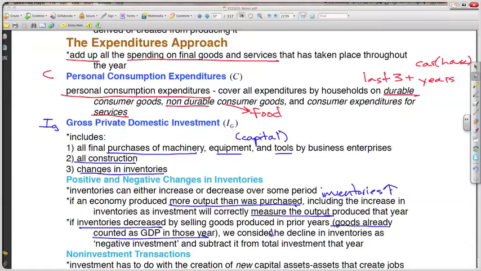So we consider these declines in inventories as negative investment. So we subtract it from the total investment. So if you have positive change in inventories, then you add it to gross private domestic investment. And then if there is a negative change in inventories, you subtract it from domestic investment.